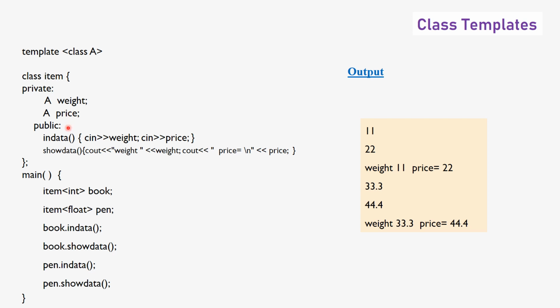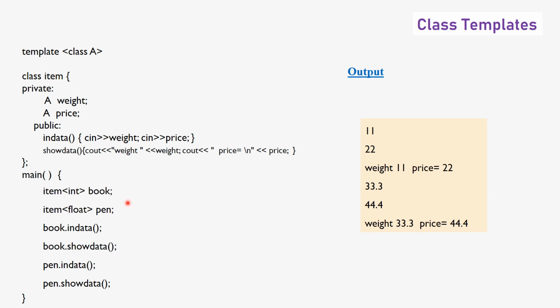Then we have two functions and both are public functions. The first function, inData, will insert data into two variables, weight and price, and the second function will simply display the value of two variables.